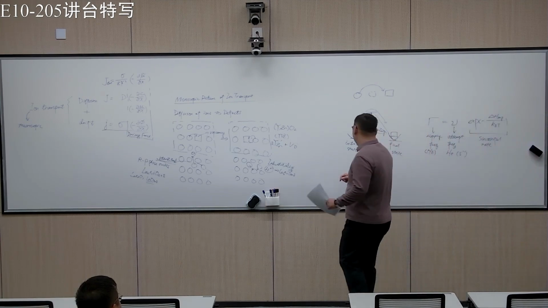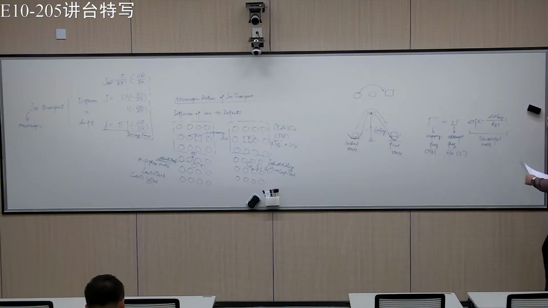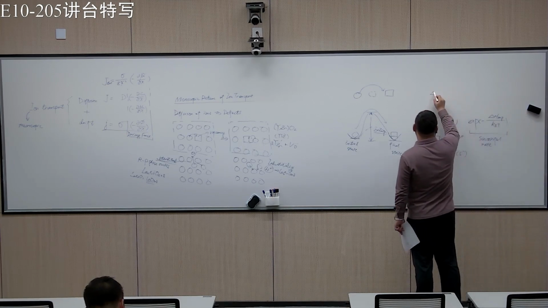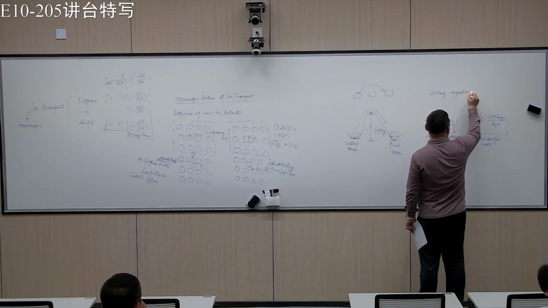So what I'm going to do is give you some examples of the delta H, how much that is. Okay. So the migration barrier. This is basically the migration barrier.